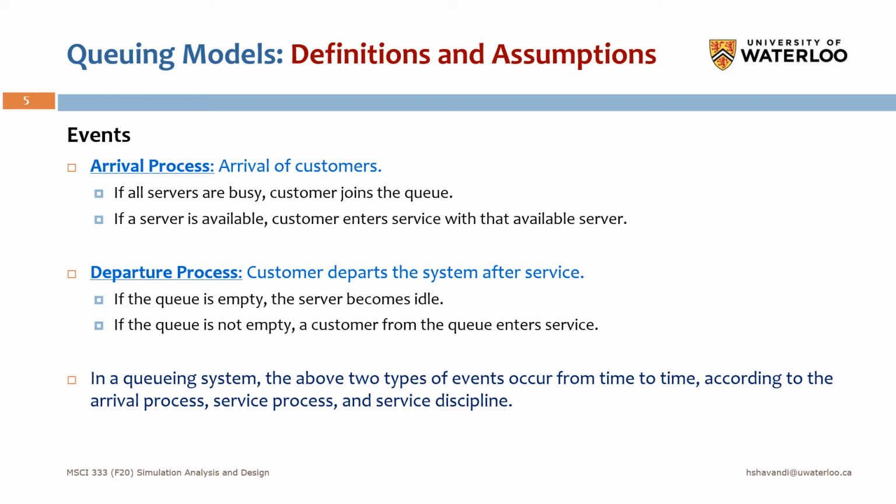Okay, so in queuing models, we may have different policies, different disciplines in order to process the events of arrival and departure. So let's see what these different policies are.